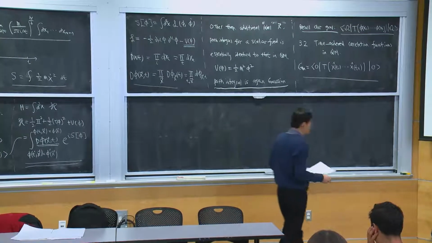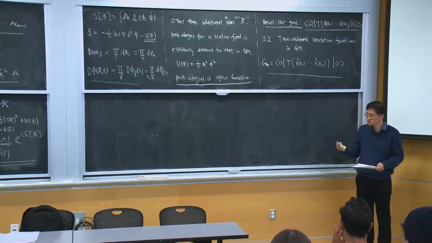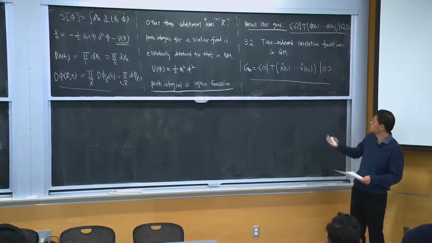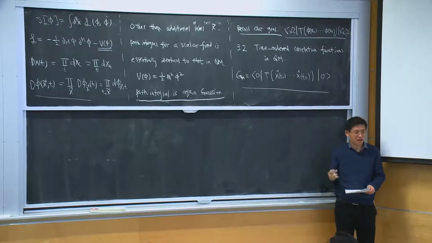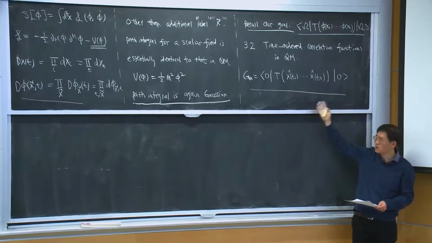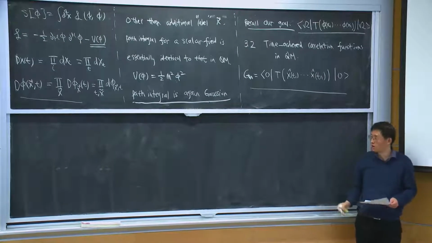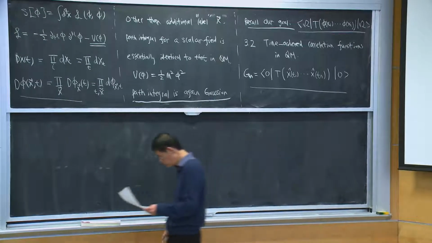It turns out the path integral is the most natural framework to think about this kind of time-ordered correlation function, and we will see that in a minute.